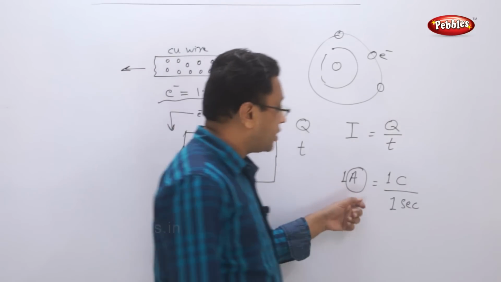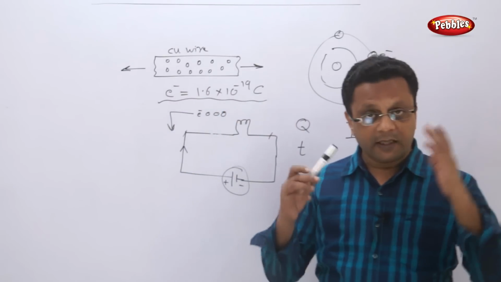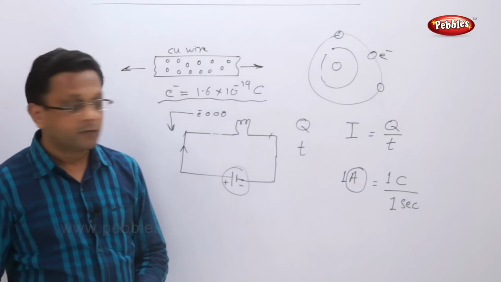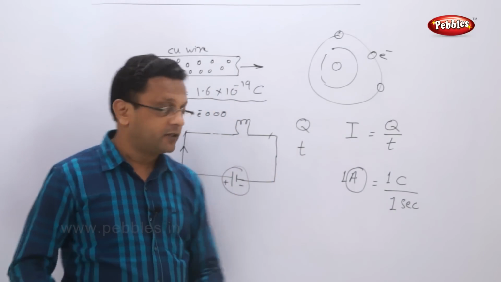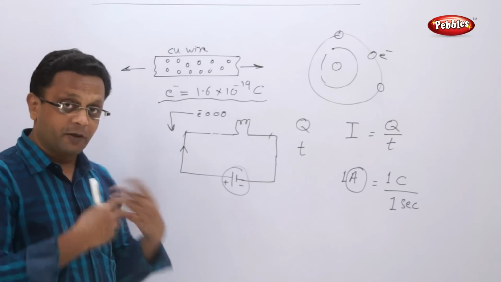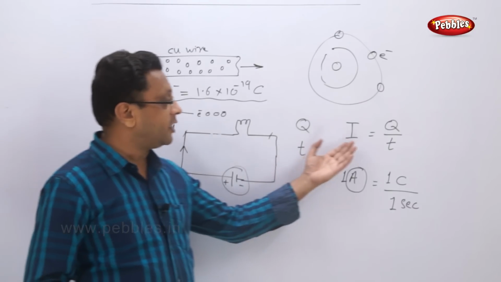But where does this word ampere come from? André Ampère, the French mathematician, did great work, great experiments in electrical circuits. Because of his experiments, we are now able to measure the electric current.